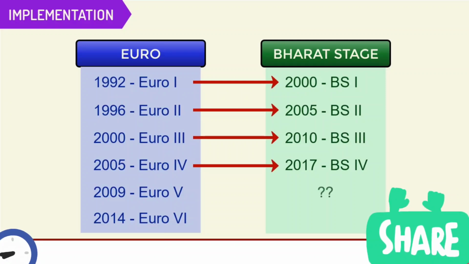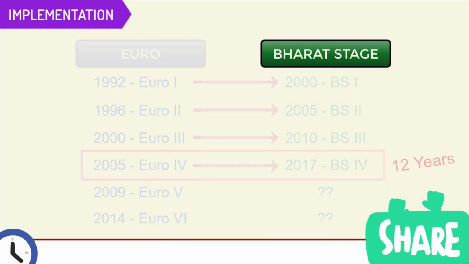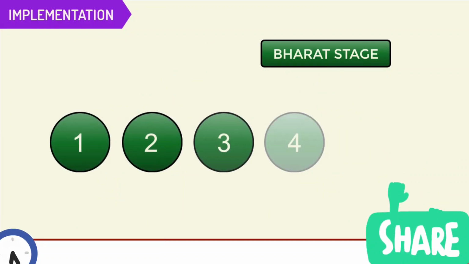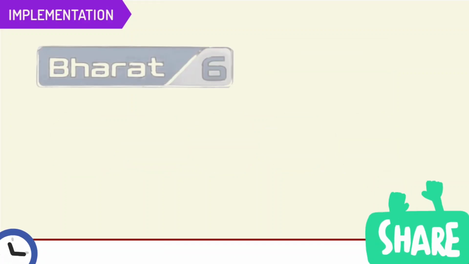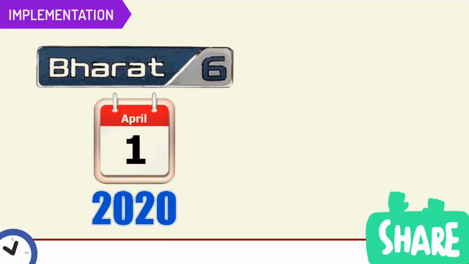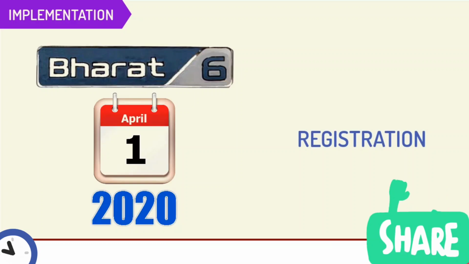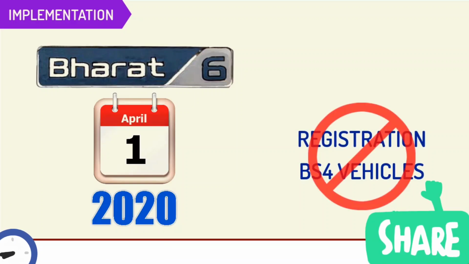We are running far behind of Euro standards. The gap between Euro 4 and BS4 is around 12 years. So Indian government has decided to skip the BS5 and implement BS6 directly. The implementation date is 1st April 2020. Also, the Supreme Court of India has decided that the registration of BS4 vehicles will not be allowed after April 2020.